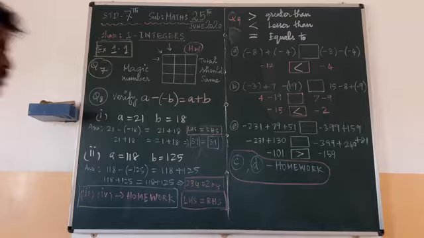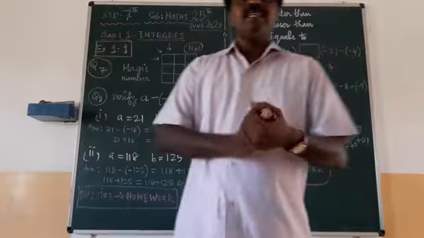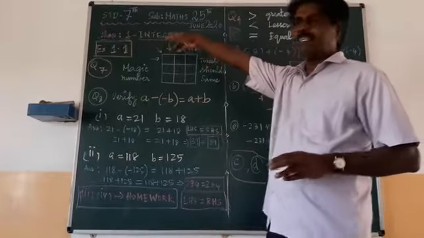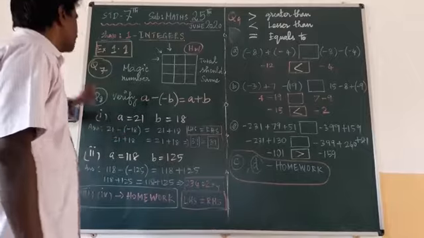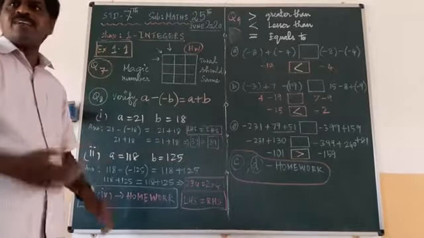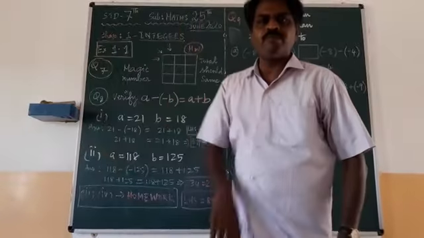Now exercise 1.1. Good morning students. In yesterday's class we took the chapter Integers, and in that Exercise 1.1 we completed up to question number 6. Today we will start with question number 7. Question number 7 is very easy, you can do it by yourself.